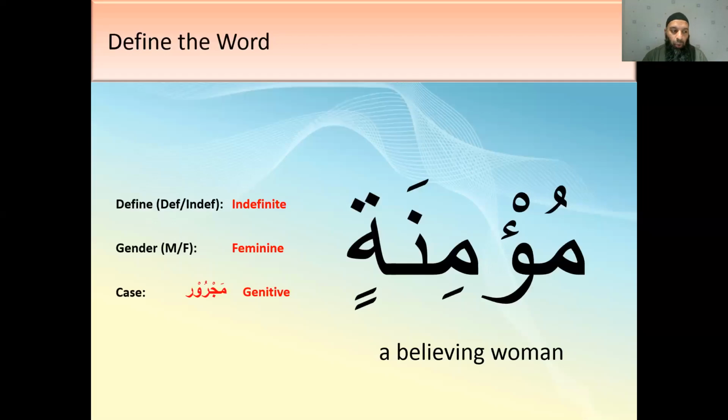Okay, so I'm hoping everybody has got the hang now of a marfu word, a mansoob word, and a majroor word. We will need it, inshallah, later on. And these are the definitions for singular words. We will do plurals next week, inshallah.